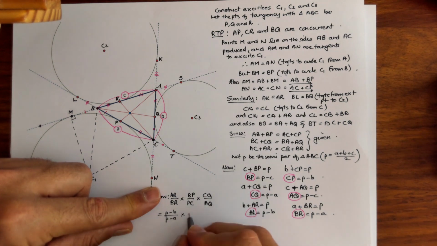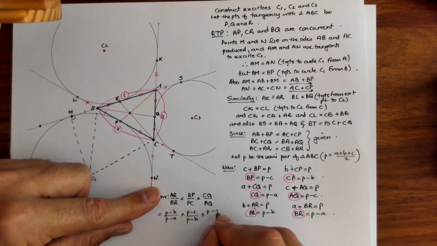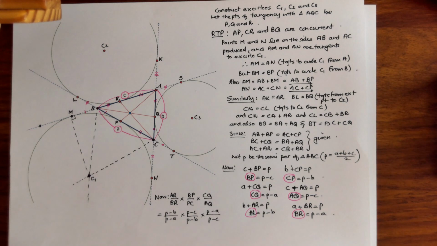BP is P minus C. PC is P minus B. Now already we can see those two are going to cancel. We multiplied with CQ, which is P minus A. Those two cancel. Over AQ, and AQ is P minus C. Now let's go bit for bit. There's a P minus A. I'm multiplying it with that. P minus C cancels. P minus B, P minus B. And we say thank you, Ceva.